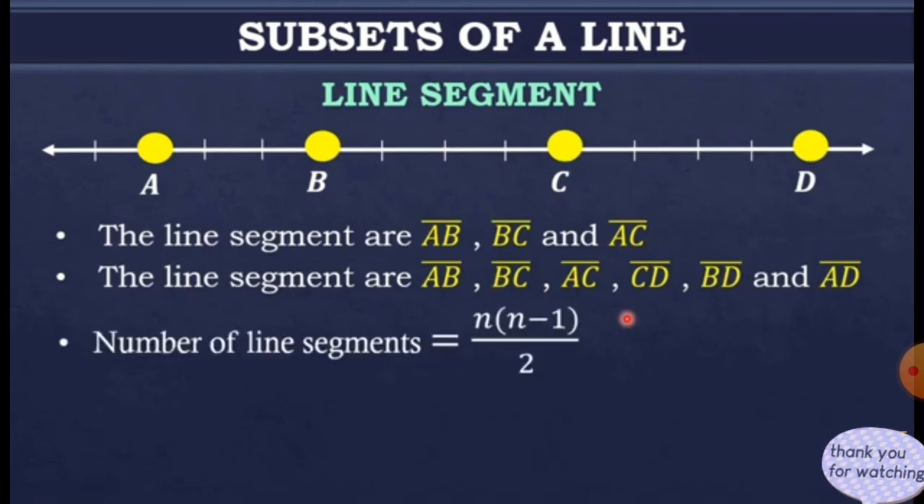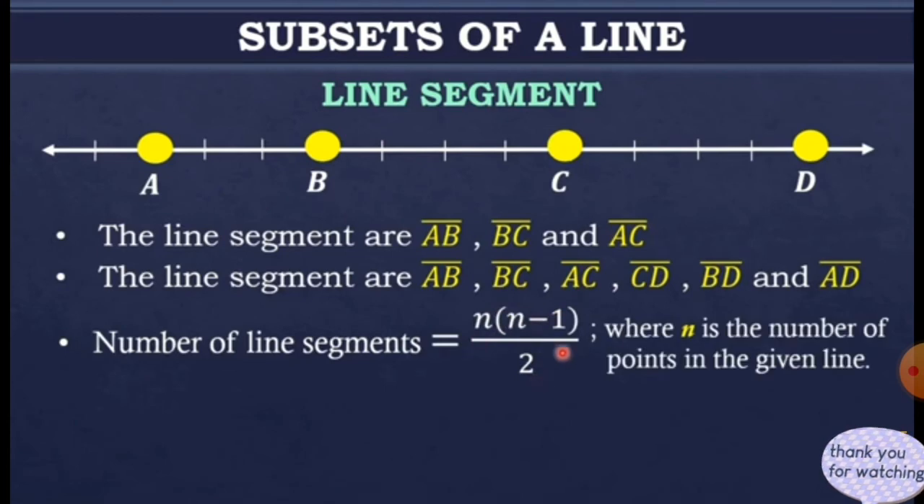So for us to determine the number of line segments, you can make use of the quotient of n times the quantity of n minus 1 and 2. Okay? So pwede mo itong gamitin. N times n minus 1 over 2. Ano ba tong n na to? Yung n natin, that is the number of points in the given line. So, kung ilan yung points mo, yun po ang ilalagay natin dito.